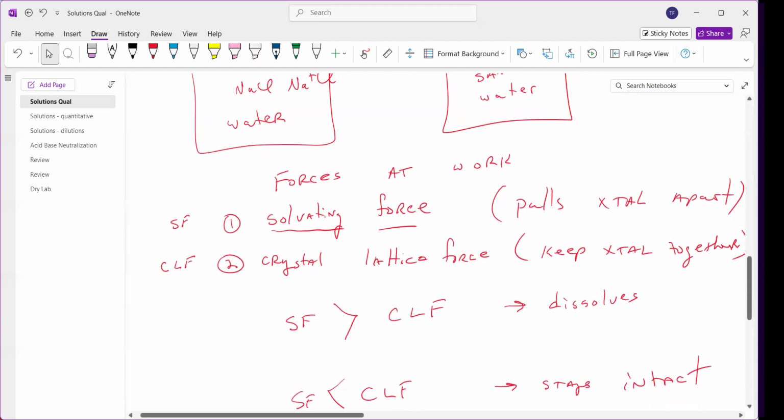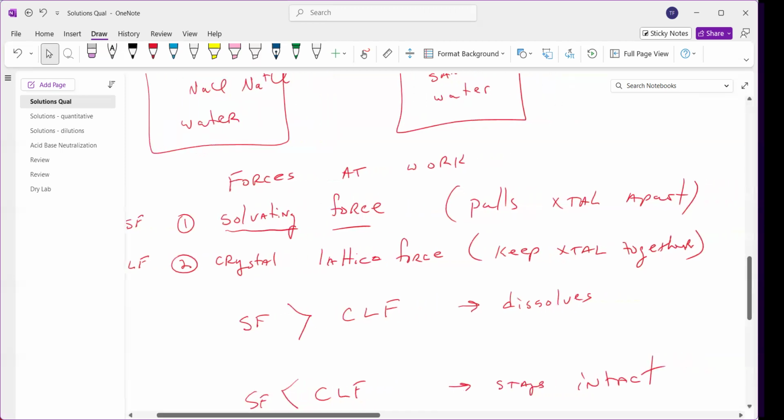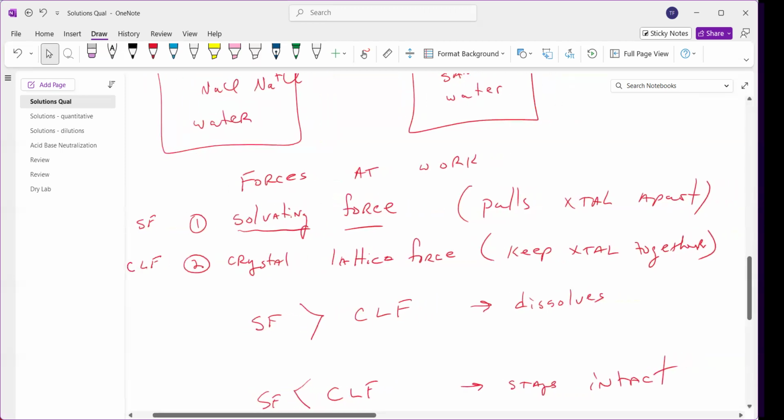There's something called a solvating force. That's the force at which the molecule will be torn apart, whether it's ionic or whatever, from its solid form, from its crystalline form. And the other force is called crystal lattice force. So the solvating force pulls the crystal apart. The crystal lattice force keeps the crystal together. And it's a battle of two forces.